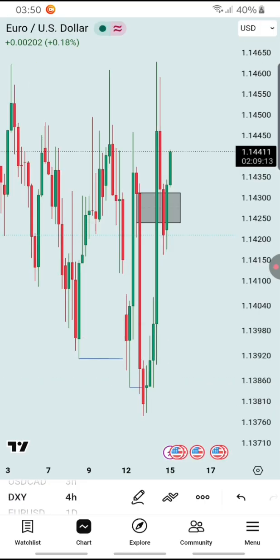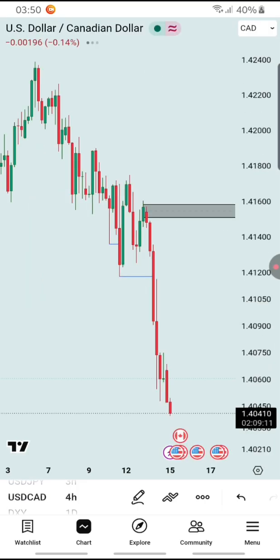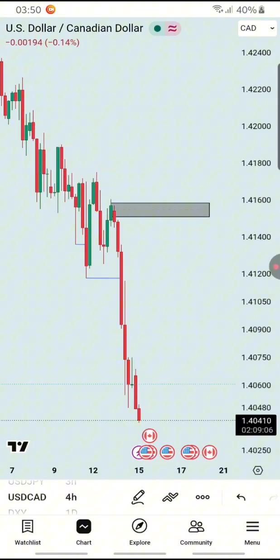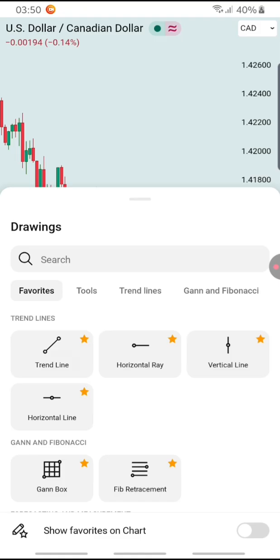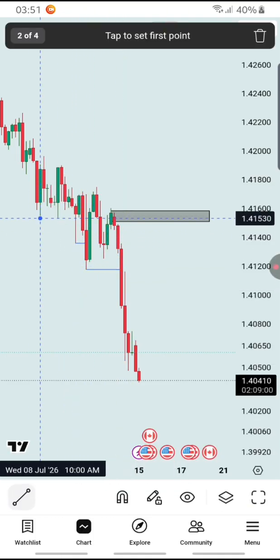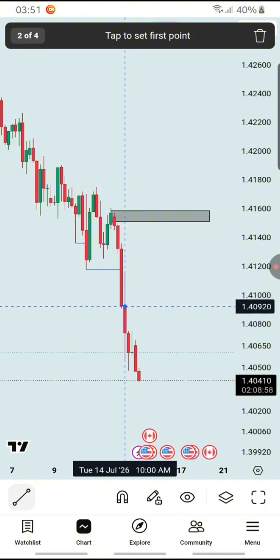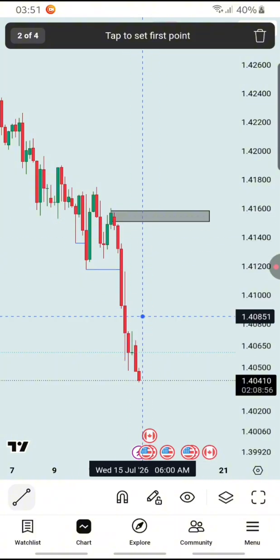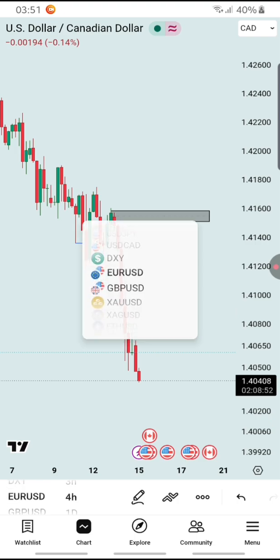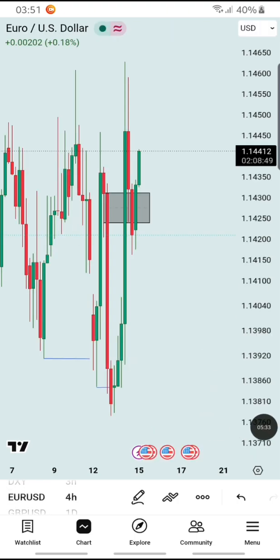Now this is the USD CAD. I had marked my break of structures, the first and the second. Then I was just expecting price to retrace into the supply level so that I can look for entries, then push to the downside. But it just kept selling and selling and did not get back to the supply level. But I think in subsequent days, it's definitely going to get there.